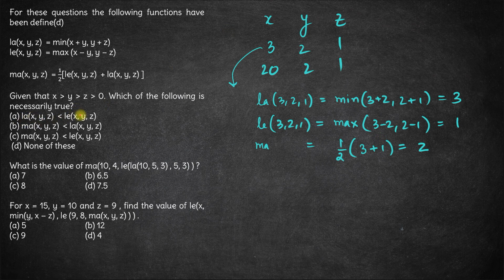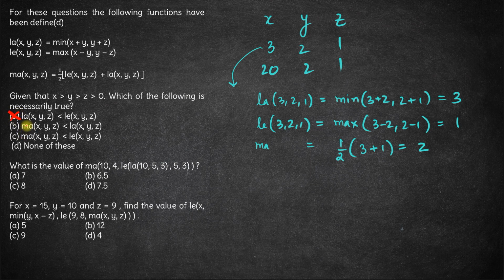Option A. LA is less than LE. So LA is less than LE is not correct. When you have this set of values, 3, 2, 1, the function LA is greater than LE. So this is not always true. So this is definitely rejected.